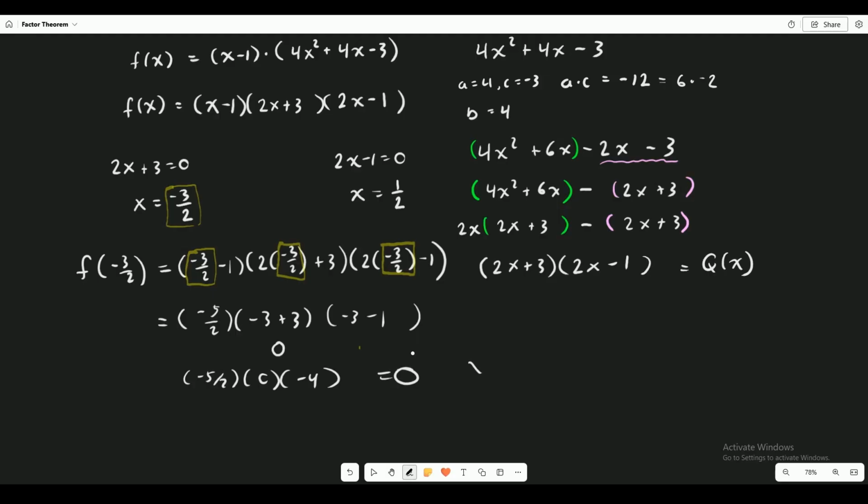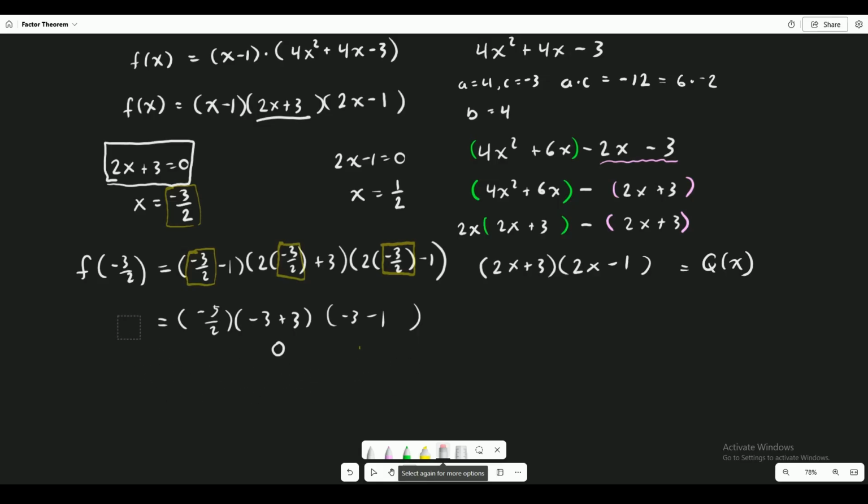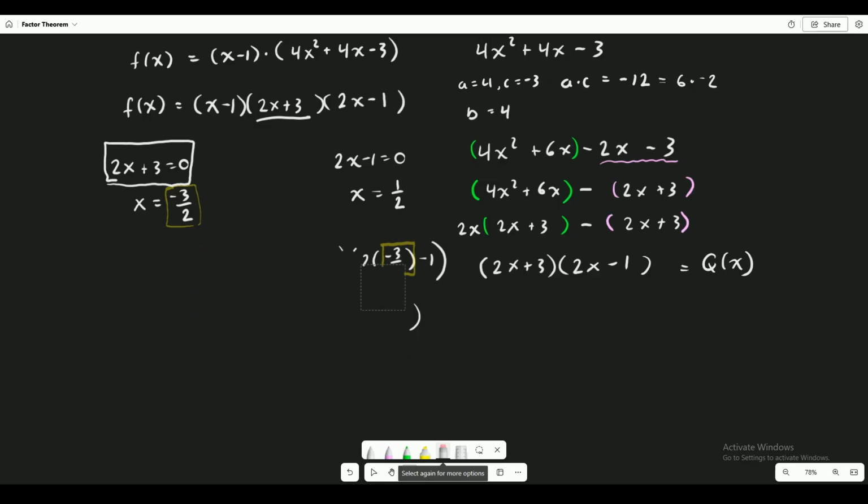Therefore, negative 3/2 is a root, which means that our original one right here is in fact a factor. This right there is a factor. Cool, cool, cool. You guys can test the 2x minus 1 and you will in fact get 0. Okay, so I'm going to erase all of this now. Go ahead and test it. Little exercise for y'all. I challenge you to do it. Let's keep going, erasing slowly.